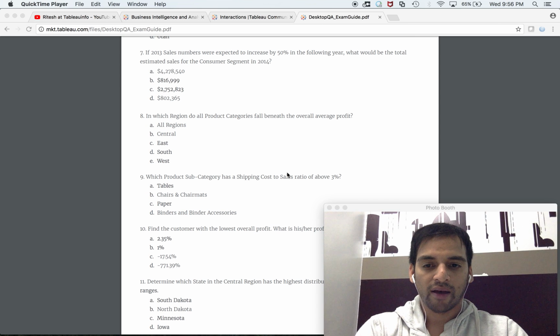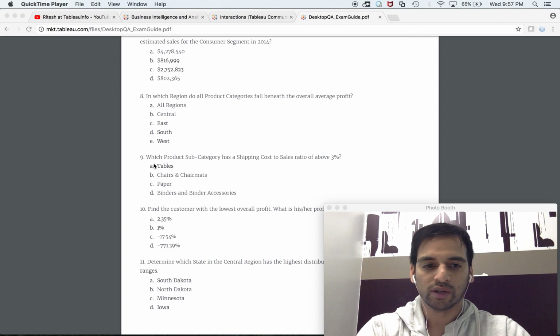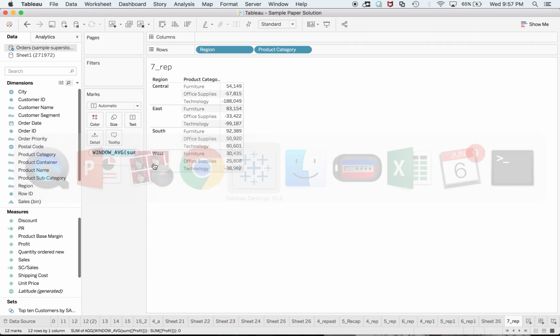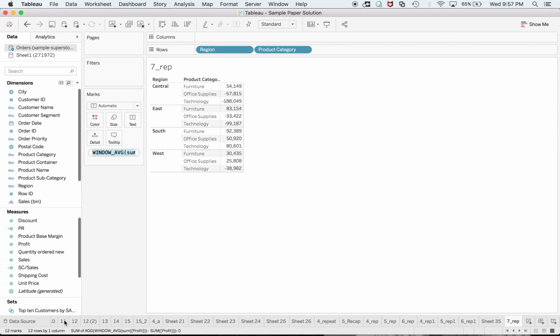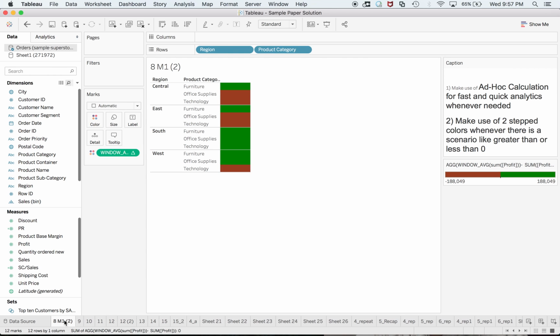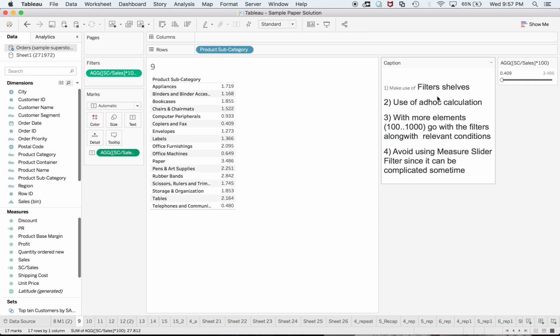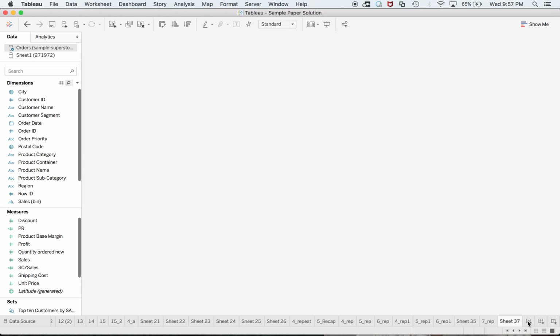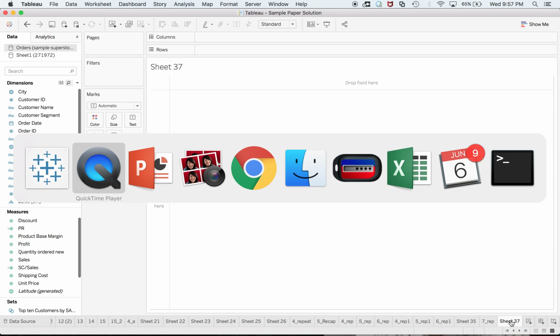Till now we have solved till question number 8 and we'll start with question number 9. Let us go to the tips and tricks section over there, question number 9. Again, make use of filters, shelves, use of ad hoc calculation, avoid using measure slider filters since it can be complicated sometimes. So we'll get to know. Let's switch over to the question.